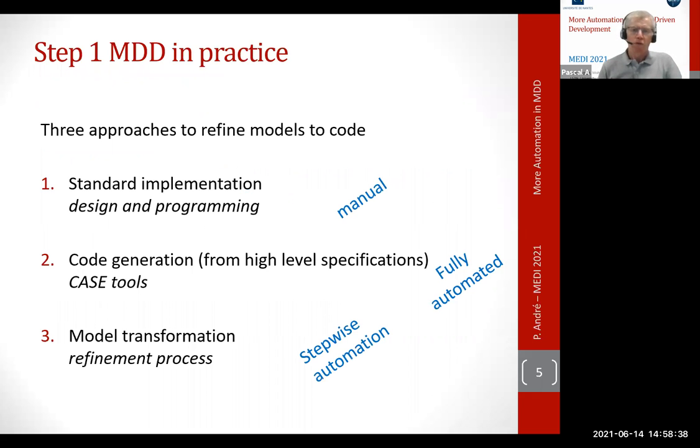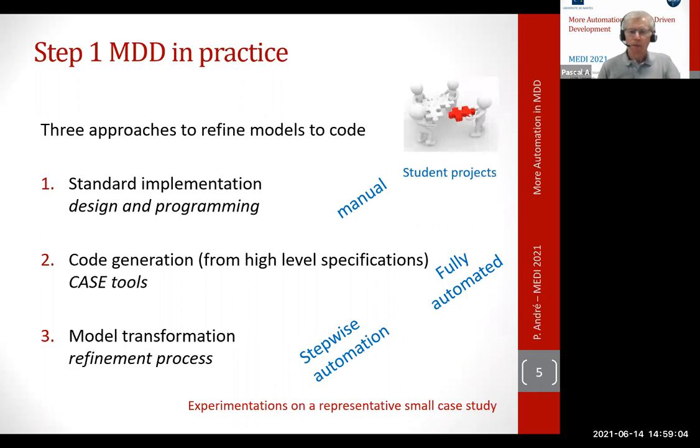There are 3 approaches to get code from models. The standard approach is implementation with design and programming activities. The others are code generation from high-level specification using CASE tools, or model transformation with a refinement process. They represent different degrees of automation. We experimented with them on a representative small case study.